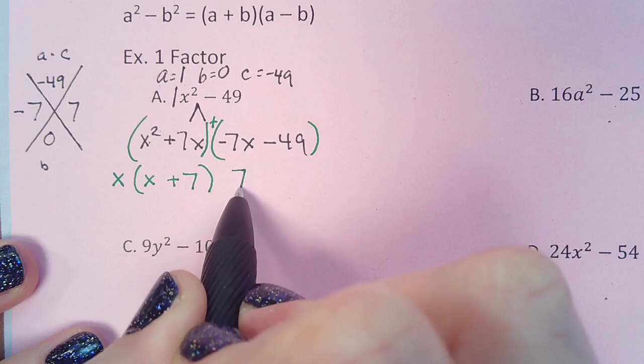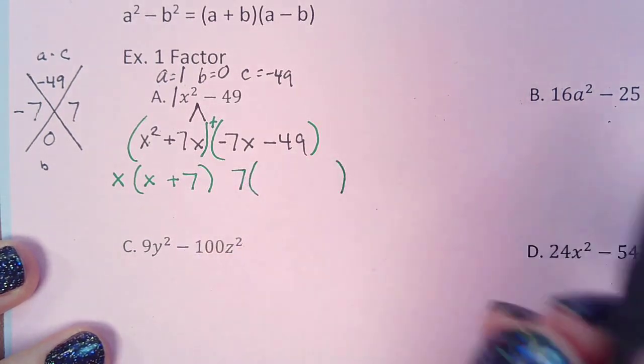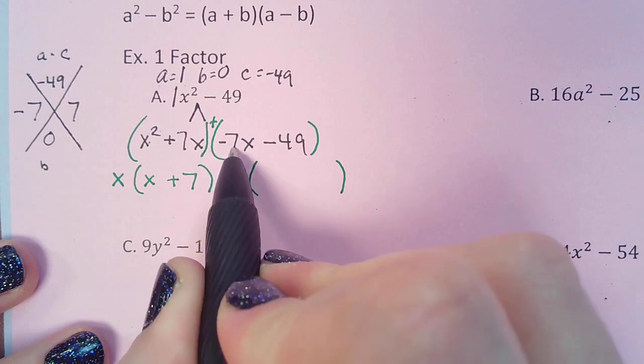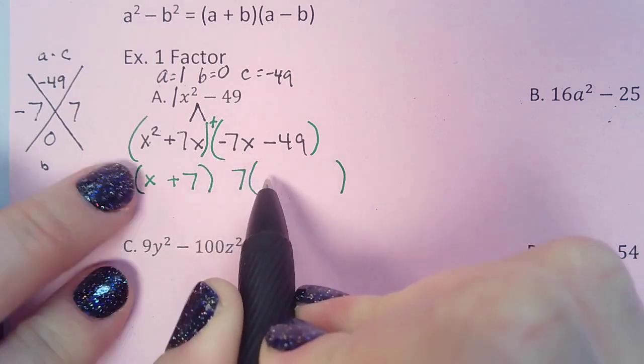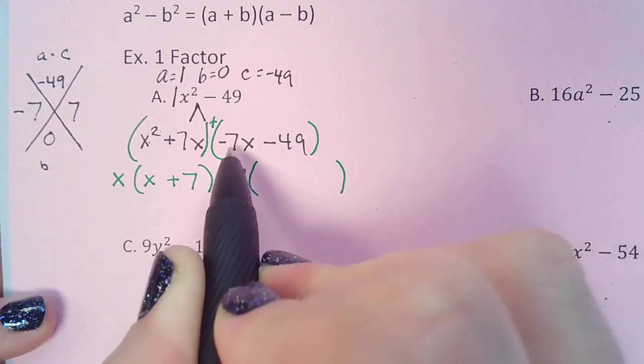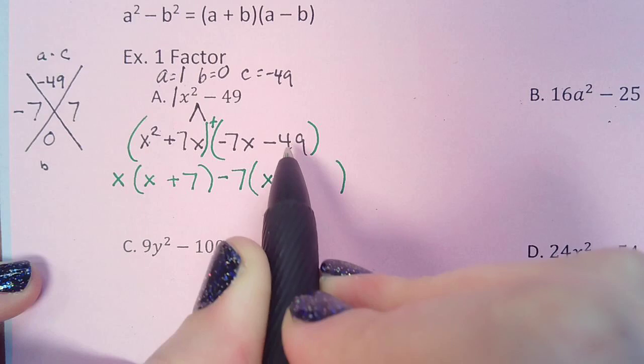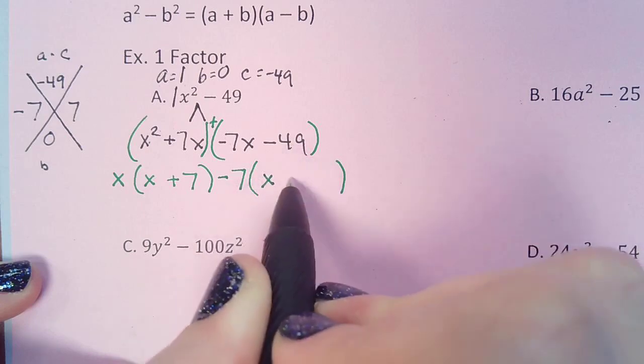Well, they can both be divided by 7. We just have to decide if it's positive or negative. Negative 7 divided by 7 is negative 1. Well, I want it to be positive, so I'm going to divide out a negative. Negative 7x divided by negative 7 is 1x. Negative 49 divided by negative 7 is positive 7.